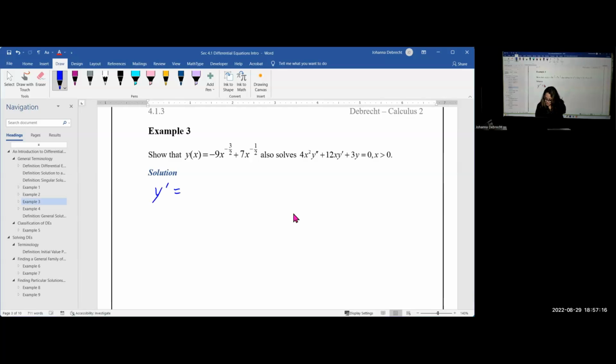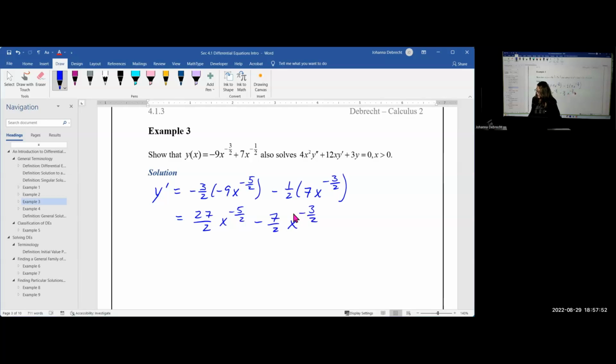So to find y prime, we apply the power rule. So we have -3/2 times -9x to the -5/2, and I'm going to leave things in power form. And then I have -1/2 times 7x to the -3/2, right? Which I can simplify as 27/2 x to the -5/2 minus 7/2 x to the -3/2, right?